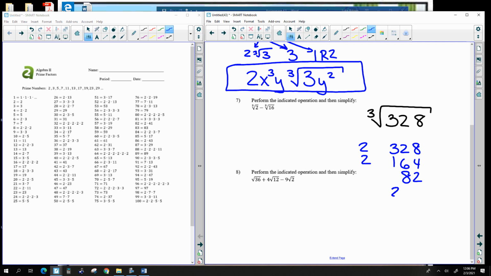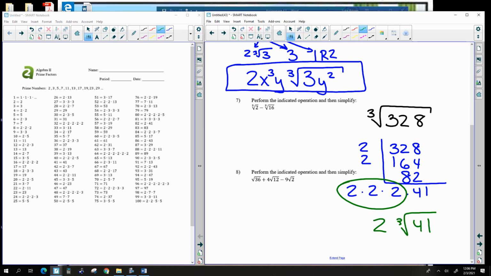82 is the same thing as saying 2 times 41. That's the best it can get. So what is this actual list? It's 2 times 2, of the first 2s that I took out, times 2 times 41. So because this is a third root, groups of 3, that's a 2 on the out, and 41 is left over of a third root.